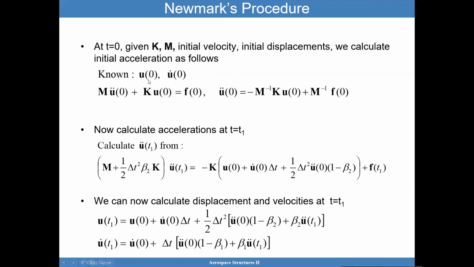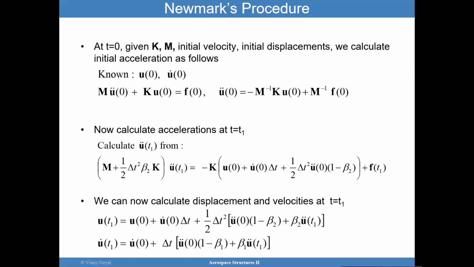You know the initial deflections. You know the initial velocities. So this is the equation I have. This equation has to be true. We discussed that before. And so I can solve for u double dot. I know the mass, I know the stiffness, I know the initial deflection, and I know the force at time equals 0. So I should be able to calculate the accelerations at time equals 0, to allow the system to be in equilibrium.